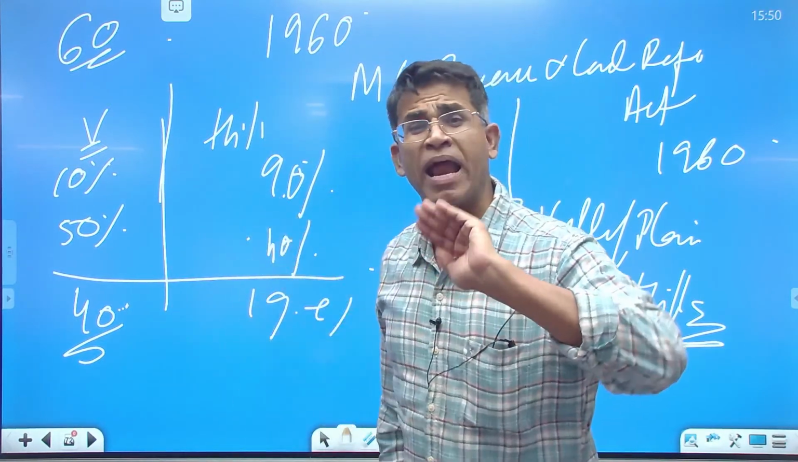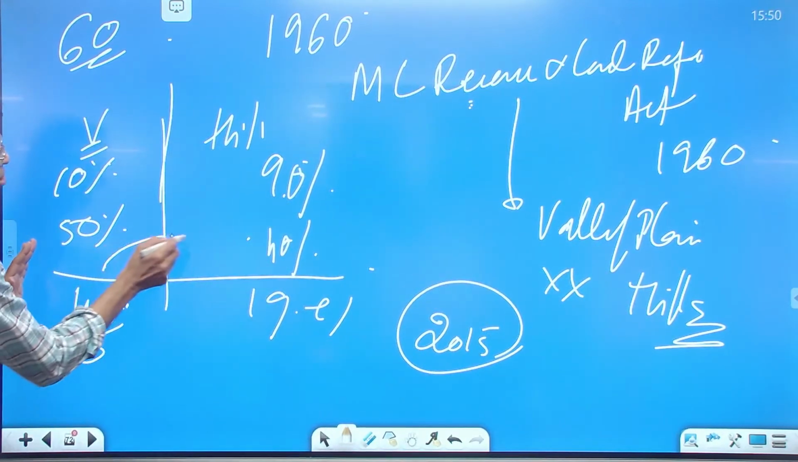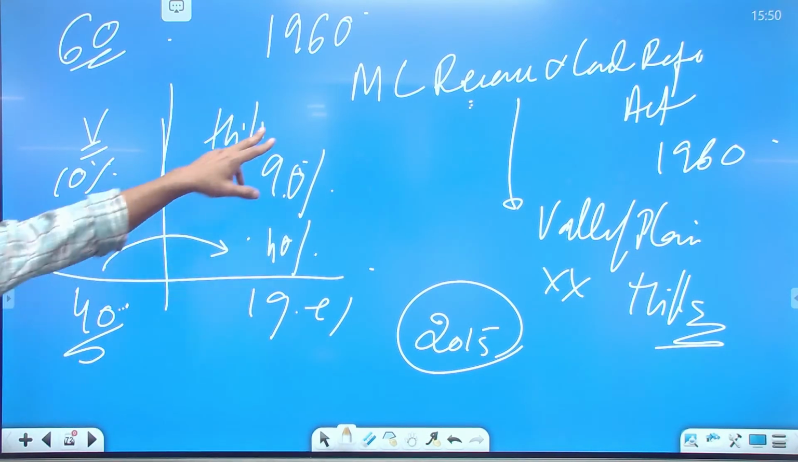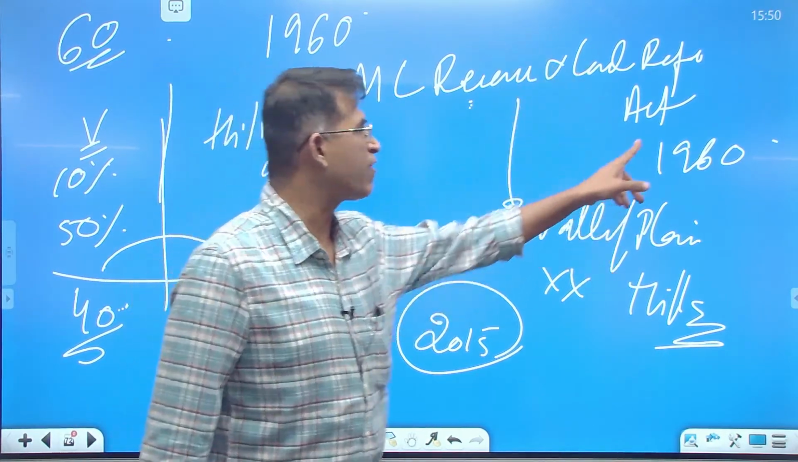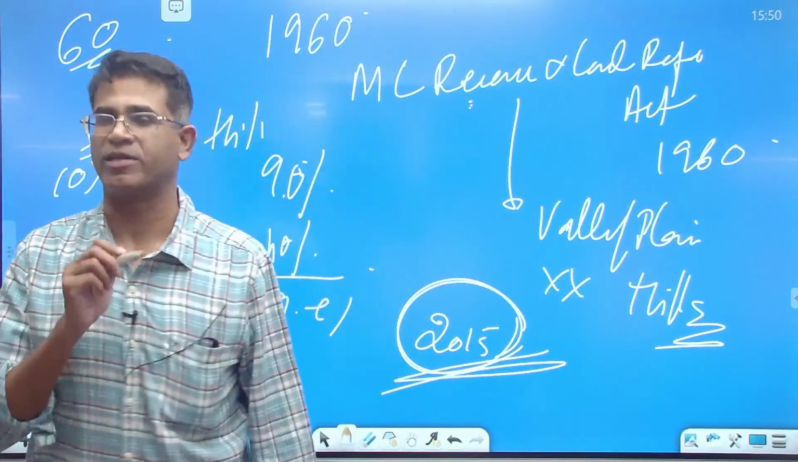They believe it is a very planned process, where the Meiteis are very smartly trying to get control here. So this is also an issue of conflict. Okay? The reforms under the Manipur Land Revenue and Land Reforms Act of 1960. And this problem started from 2015 onwards.